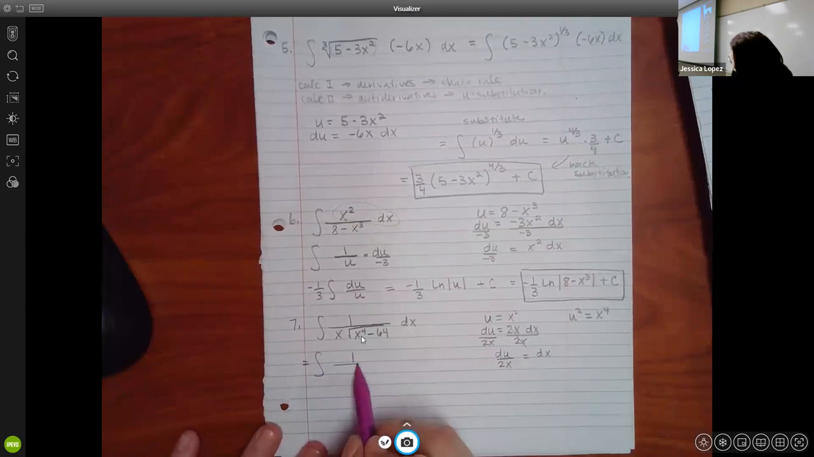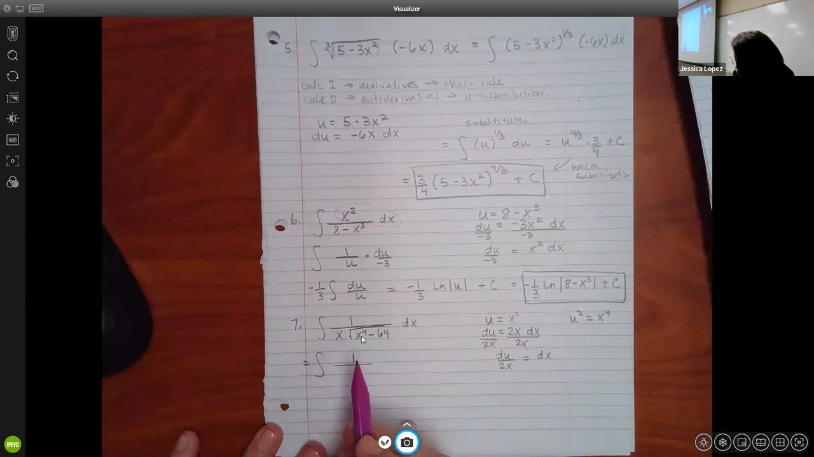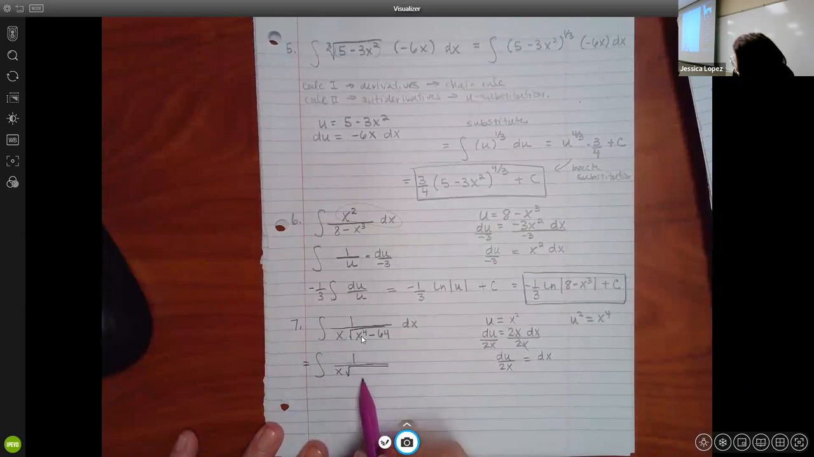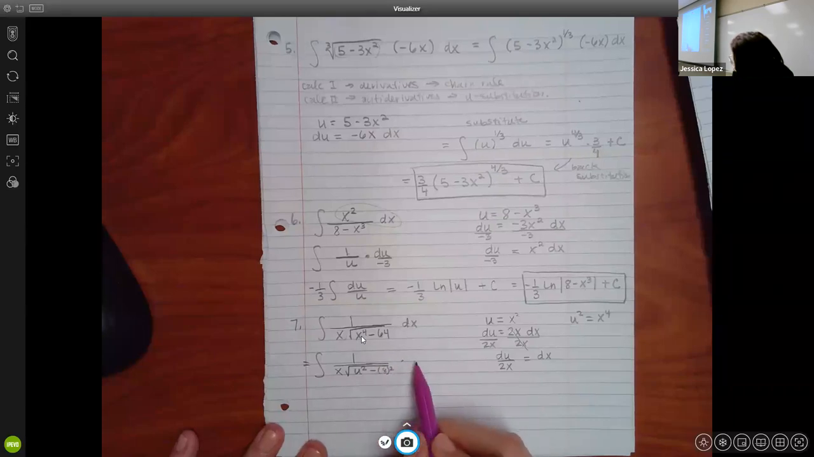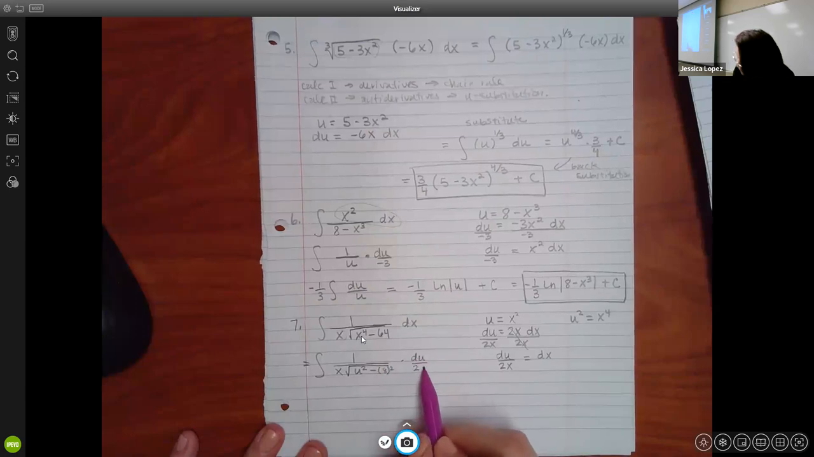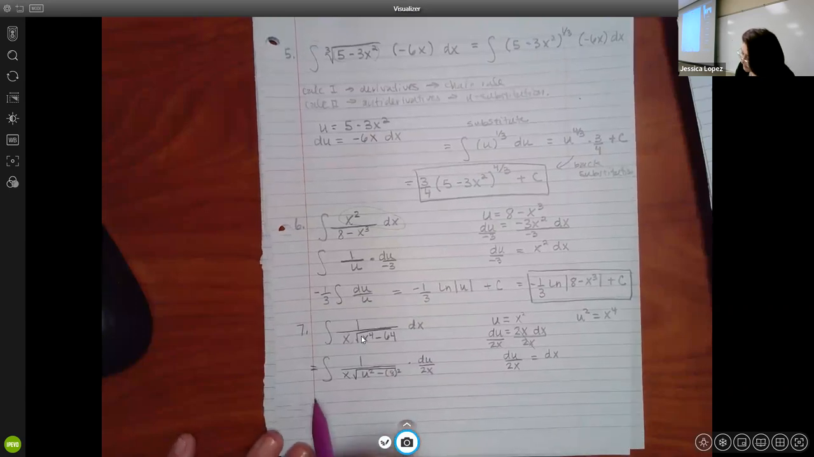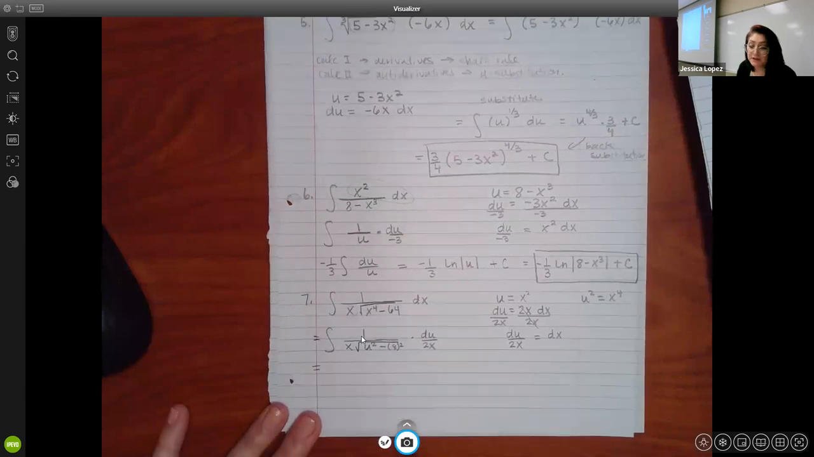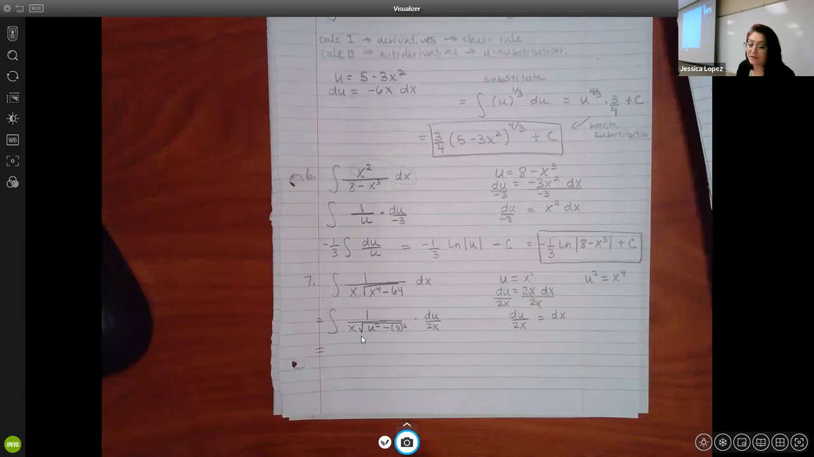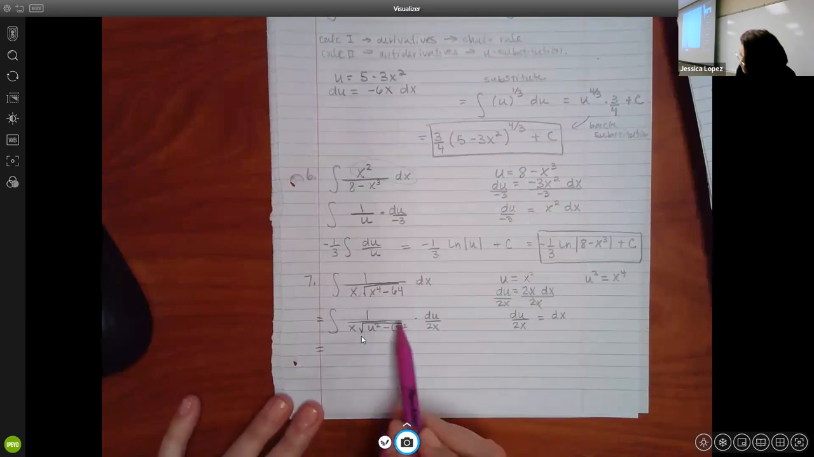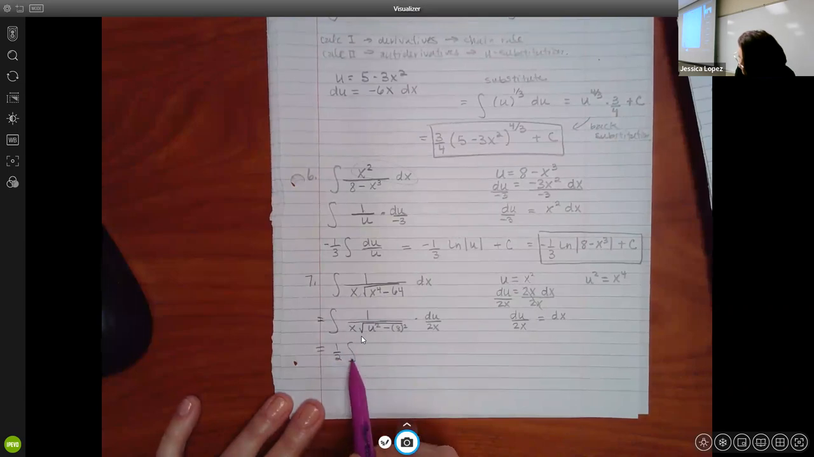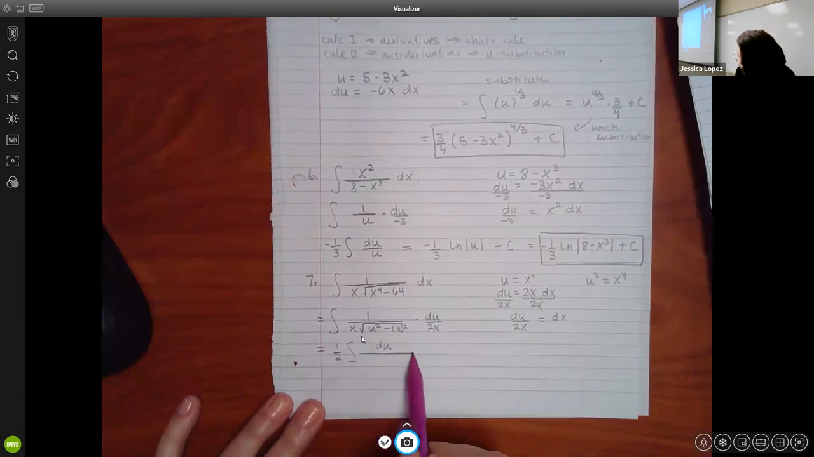So I'm going to have 1 over, I don't have anything to sub for that, so I'm just going to leave it as an x for now. Since x to the fourth is u squared, I have u squared. What number would this be squared? 8 squared. And then the dx is going to become du over 2x. Now it doesn't look like it right now, but I'm going to mess with this a little bit and you'll see that it will turn all into u's. So I'm going to take this 1 over 2 out to the front. I will have du on the top. And actually, x times x is going to be x squared, isn't it?